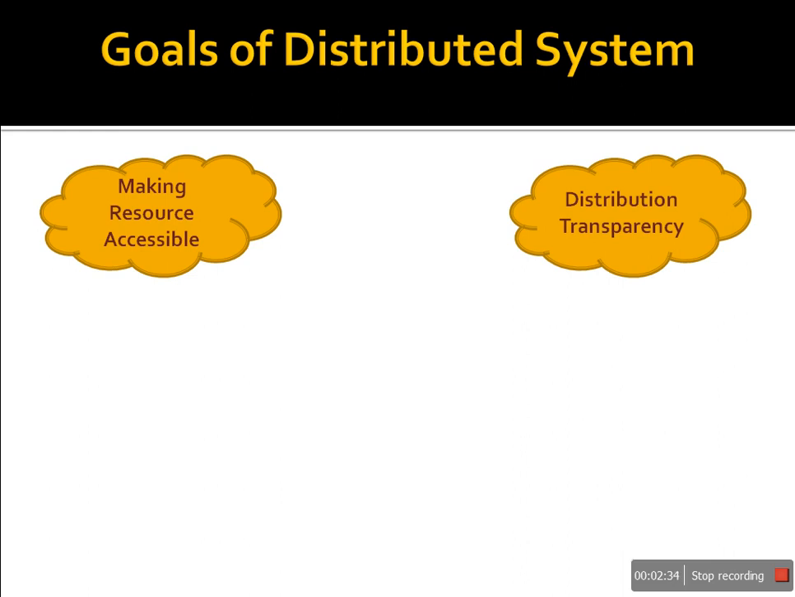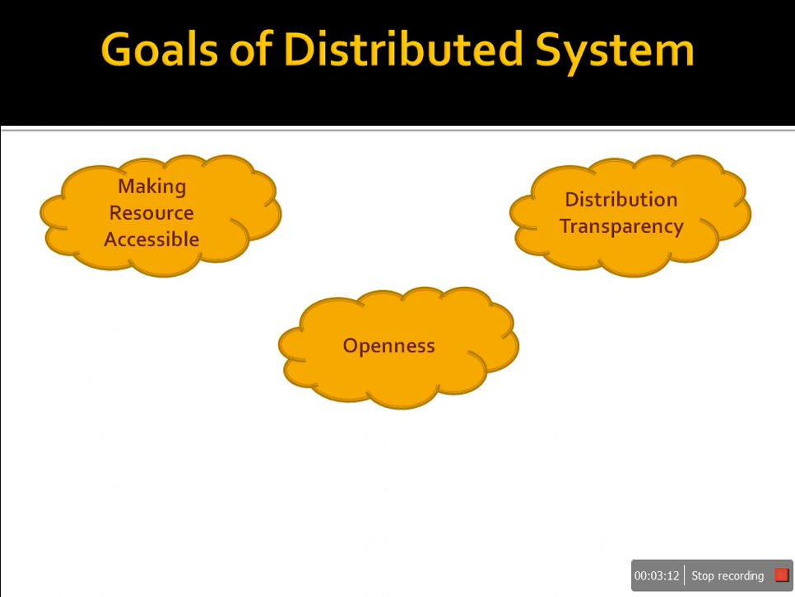The second goal is distribution transparency. An important goal of a distributed system is to hide the fact that its processes and resources are physically distributed across multiple computers. A distributed system that is able to present itself to users and applications as if it were only a single computer system is said to be transparent.